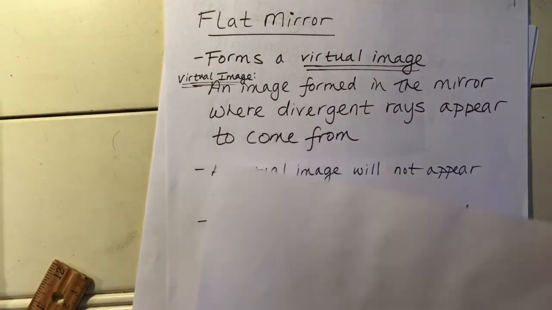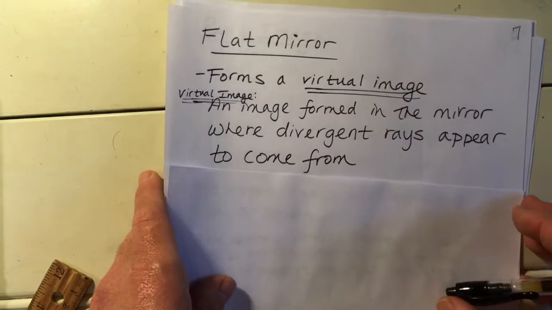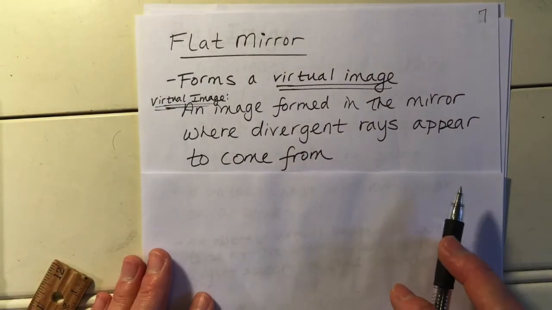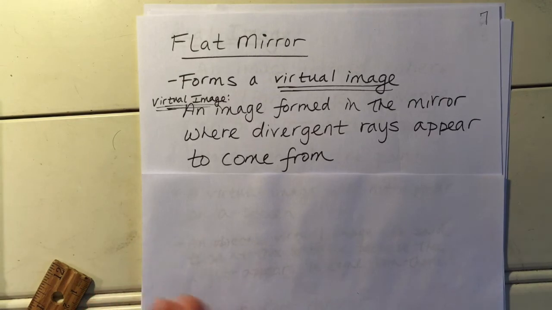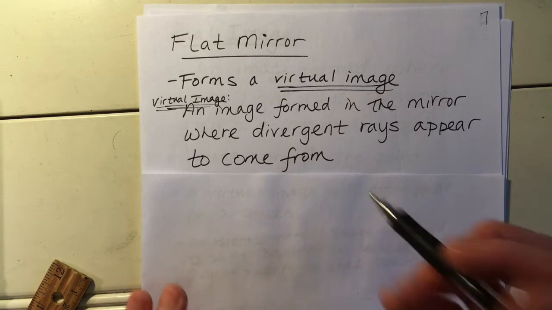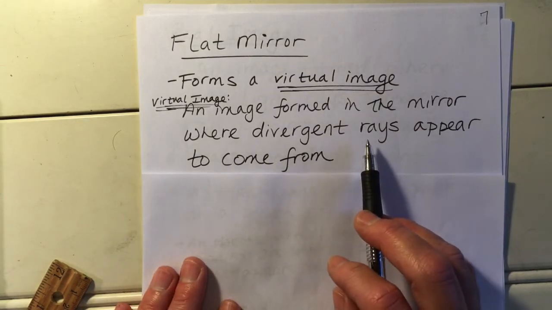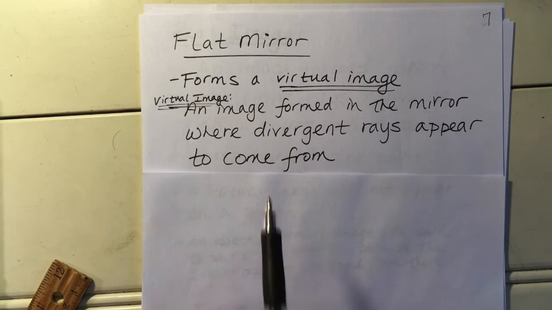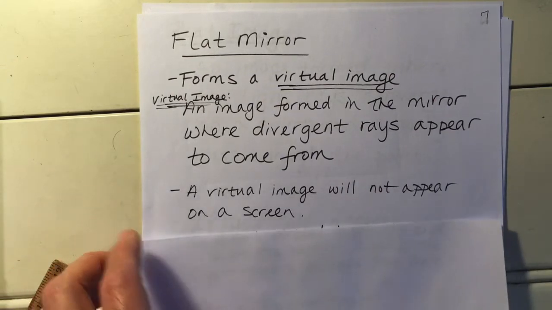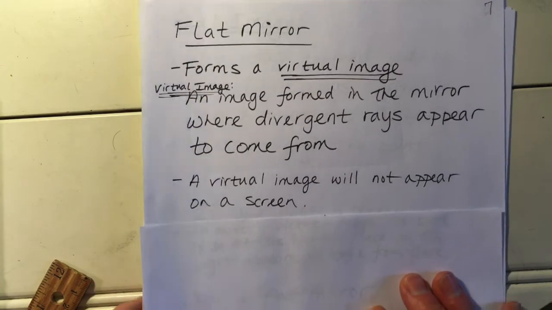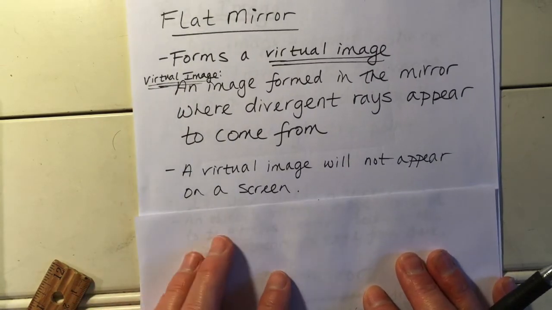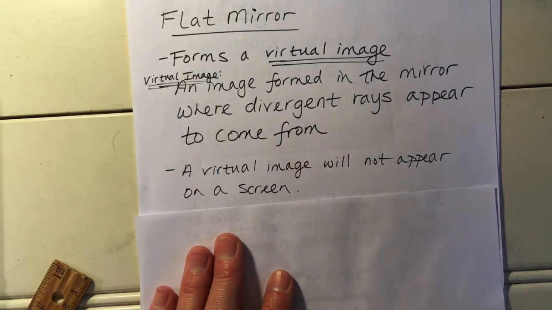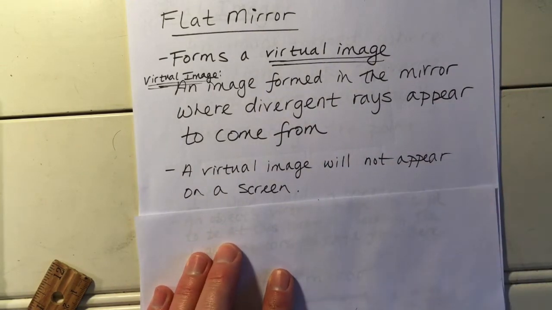So first thing I want you to realize about a flat mirror is that they form a virtual image. This means that the light rays don't really pass through where the image is. So this is an image formed in the mirror where divergent rays, ray 1 and 2, which are never going to meet, appear to come from. That's how we know it's a virtual image. A virtual image won't appear on a screen, so you can't stand behind the mirror and hold up a white piece of paper and look for the image of the pencil. It's not going to appear there.